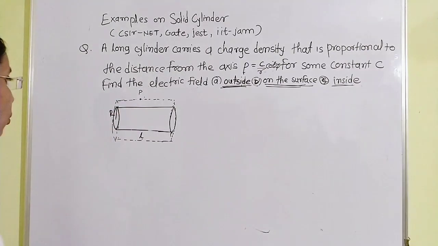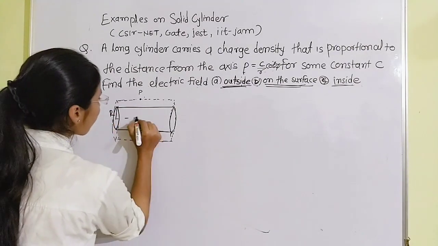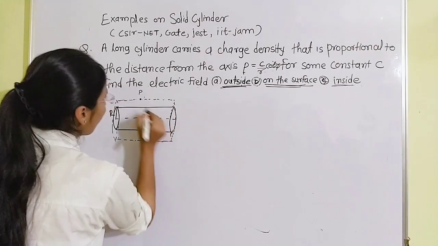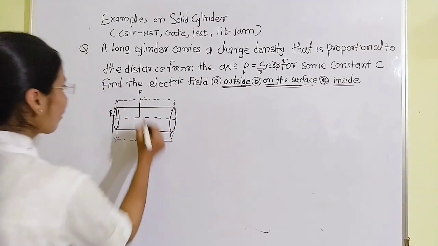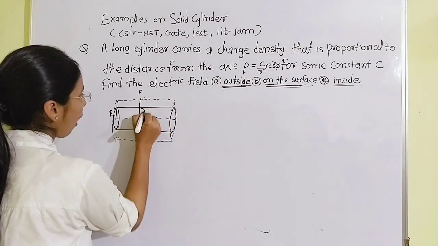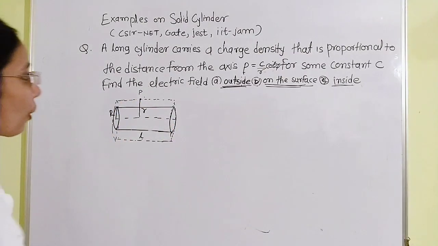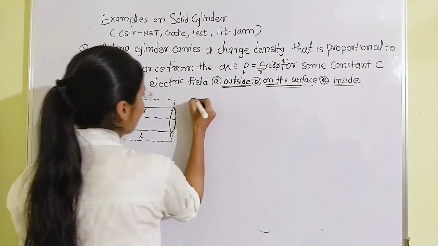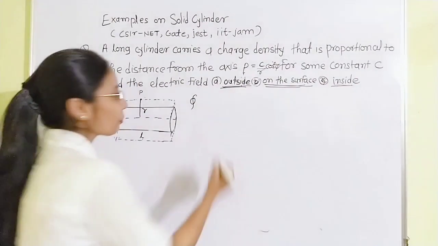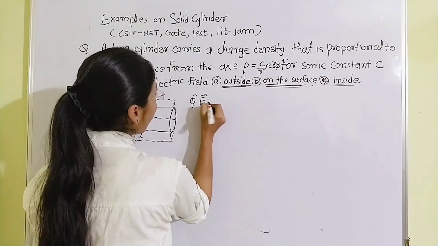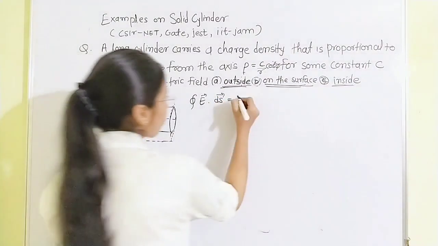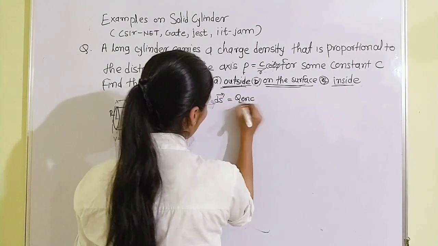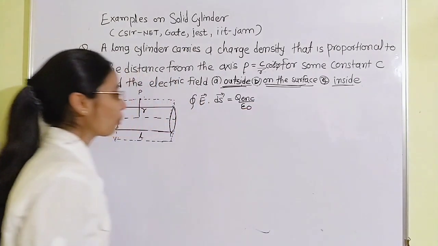Okay, this is the Gaussian surface, and the distance of this point from the center of this cylinder is small r. We know that the integral form of Gauss's law is the integral of E bar dot ds bar equals Q enclosed by epsilon naught.